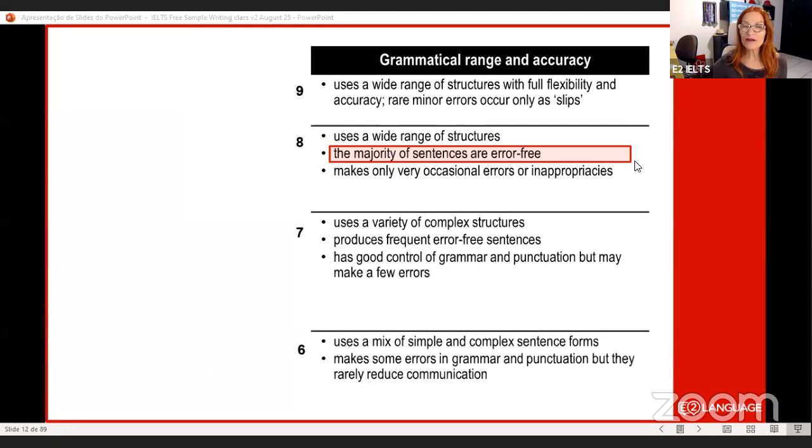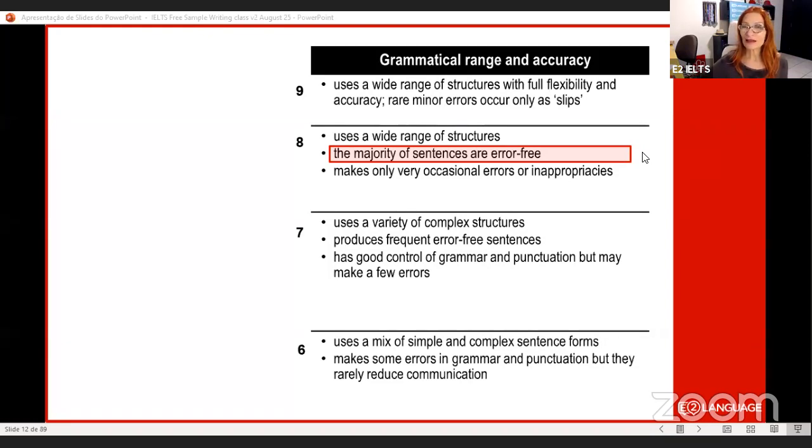The majority of the sentences are error-free. So we don't have a precise number, but common sense does tell us what is majority. Take a number, 20. Out of 20, what would be majority? 17. Yeah, and it has to be above 50%.